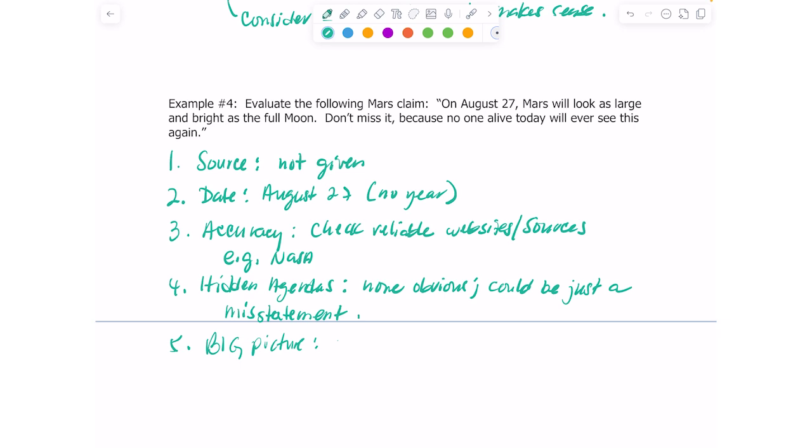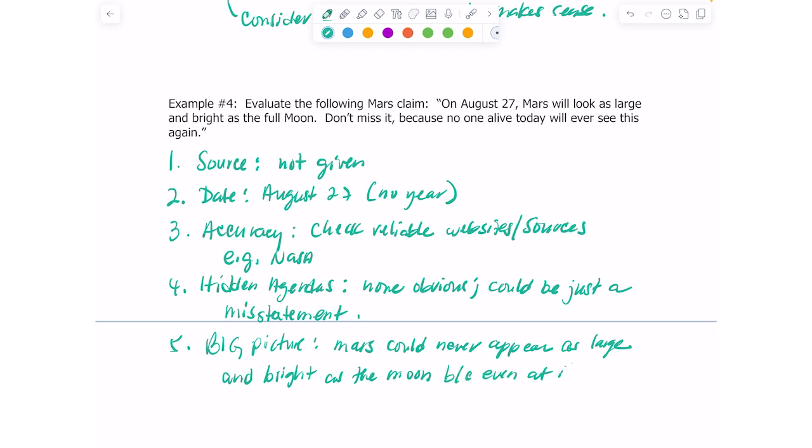So Mars could never appear as large and bright as the moon, because even at its closest, Mars is 150 times as far from the Earth as the moon is.